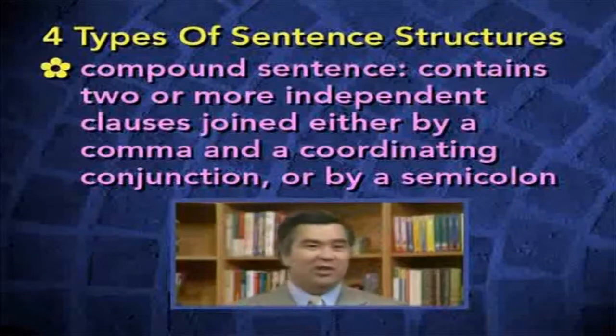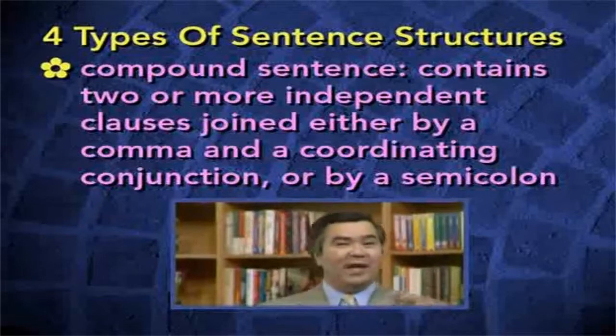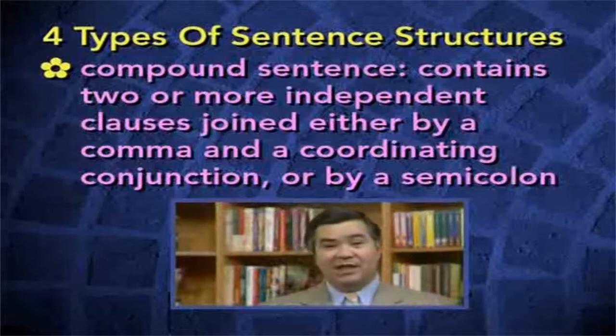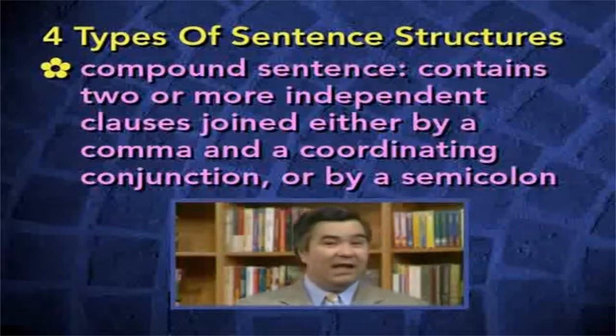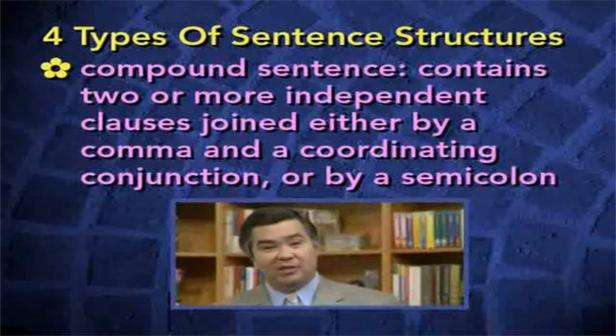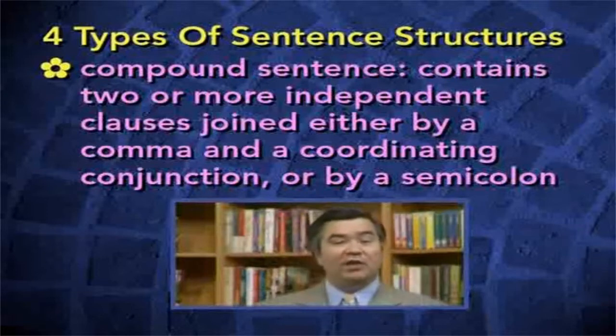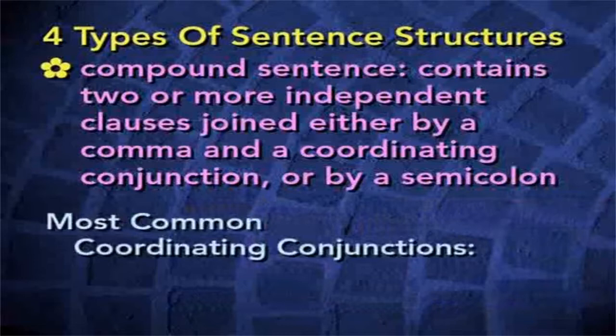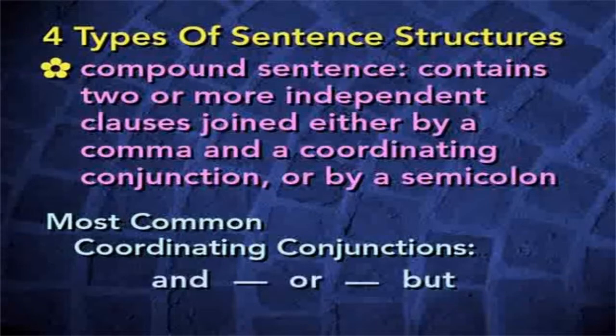And there are basically two alternatives, two ways of making that connection. One way of making the connection is by using a comma and a coordinating conjunction. There are a few different words that are called coordinating conjunctions. The most important and common ones are and, or, and but.